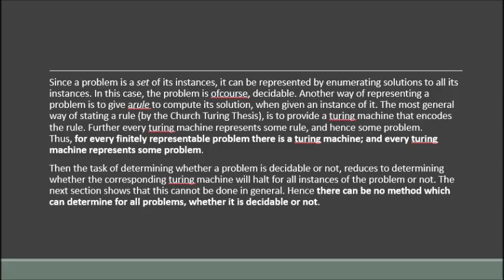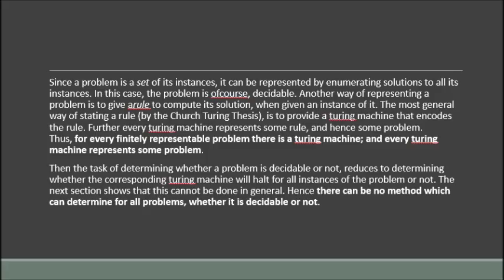Since the number of problems corresponds to the number of real numbers, which is much greater than the number of integers, it follows that there are many more undecidable problems than decidable ones. The fact that the number of problems is uncountable means that there is no way to represent all problems finitely, but perhaps those problems that can be represented finitely are decidable. Unfortunately, this is not true, as can be seen in the next section.